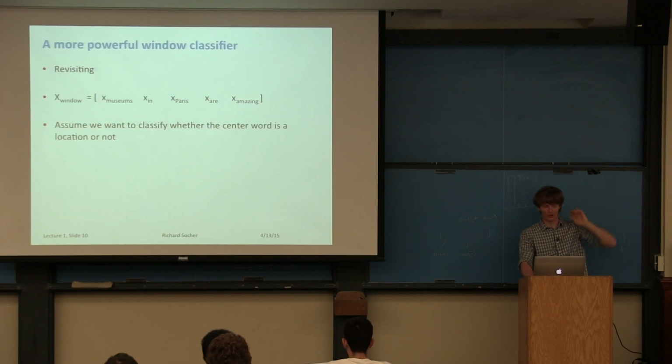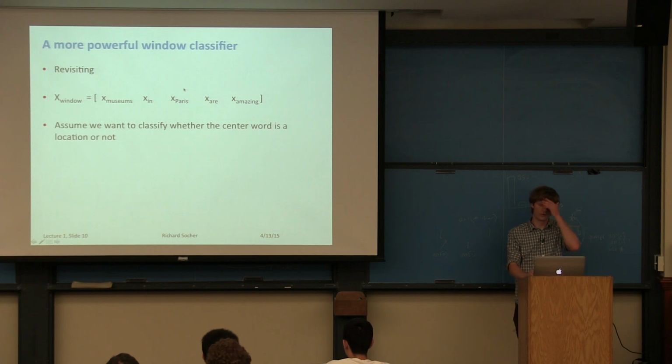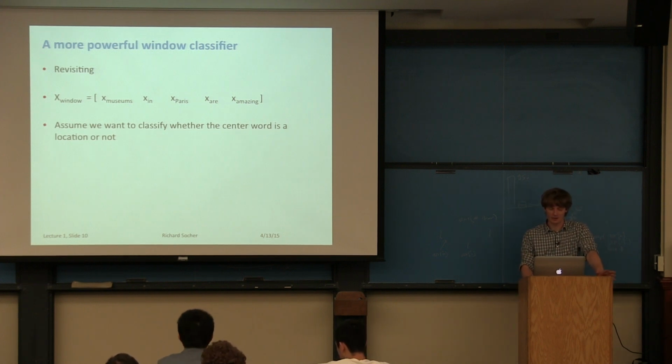All right, so let's get started with our more powerful window classifier. We'll revisit this idea of a window-based classifier, and instead of classifying various different things, we'll do a very simple task of trying to classify whether the center word in each window is a location or not. So it's again a simpler subset of named entity recognition. Just, is the center word a location or not.